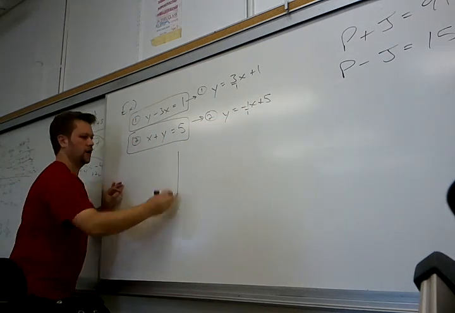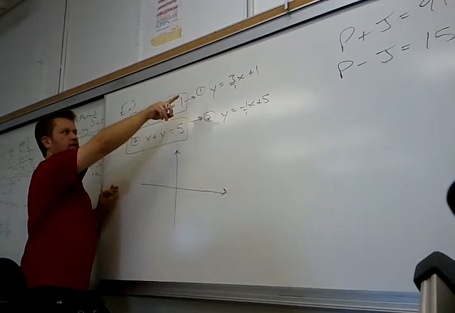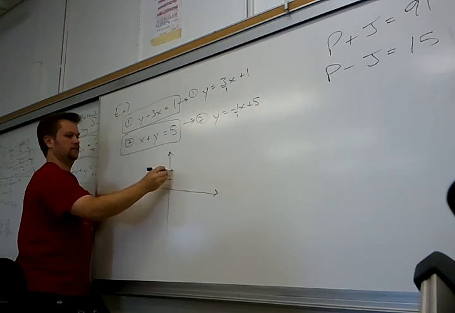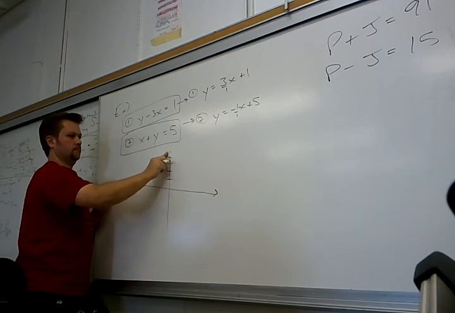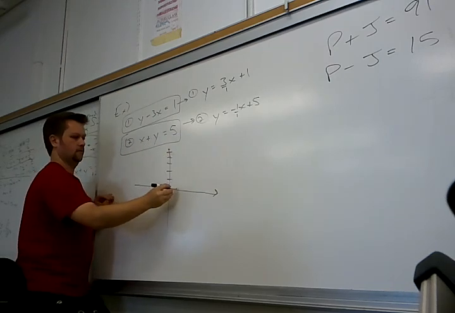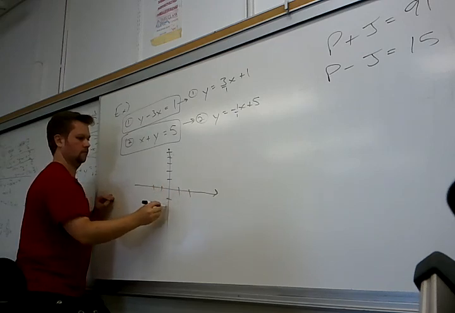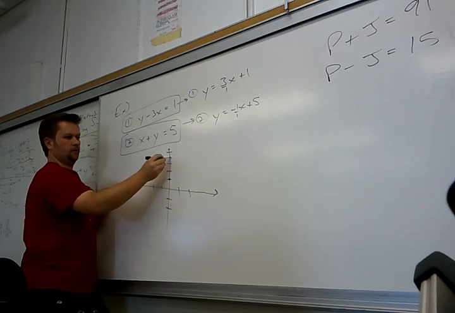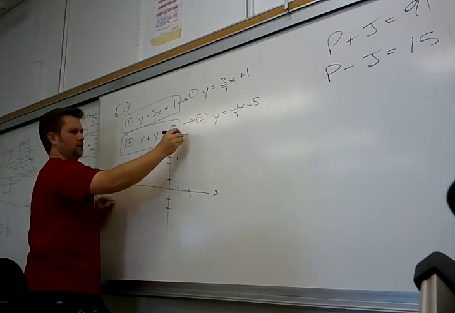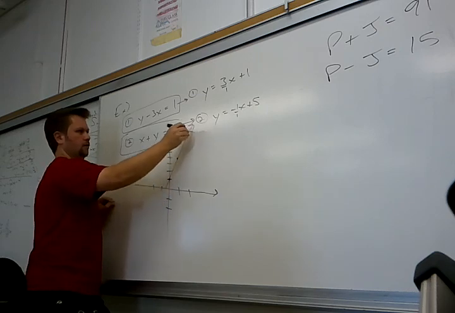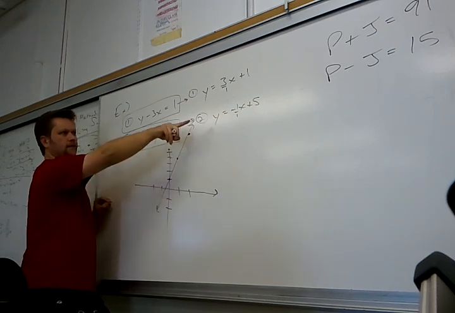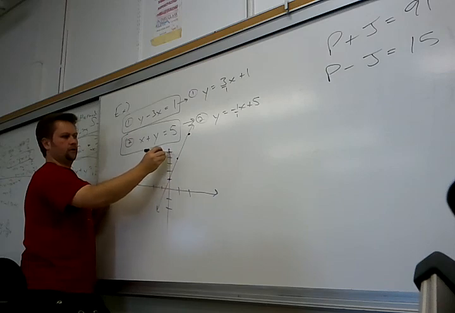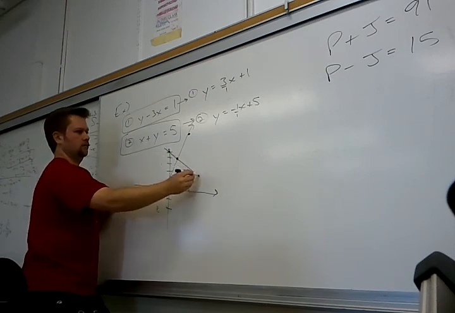So now if you graph number 1, what's the y-intercept for number 1? 1. The slope is 3, so up 3 over 1. If I went up 3 over 1 again, it'd be up there roughly. Okay, so what about the second one? It's going to be 5. So start at 5, and it says go down 1 over 1.